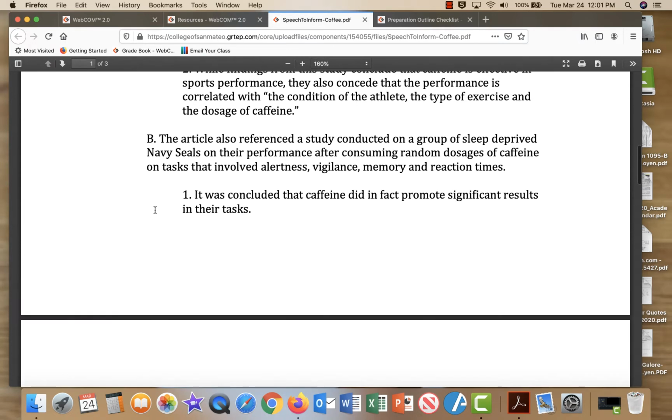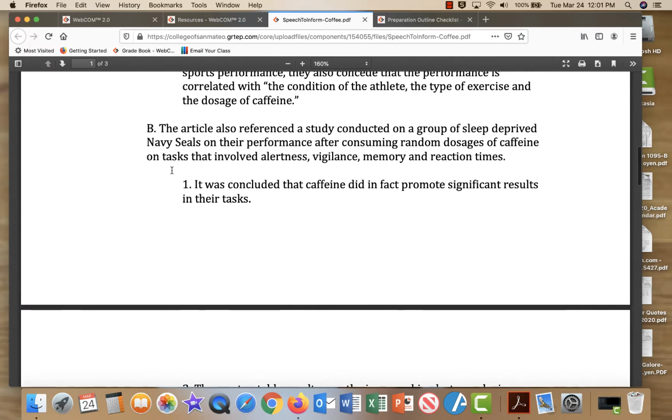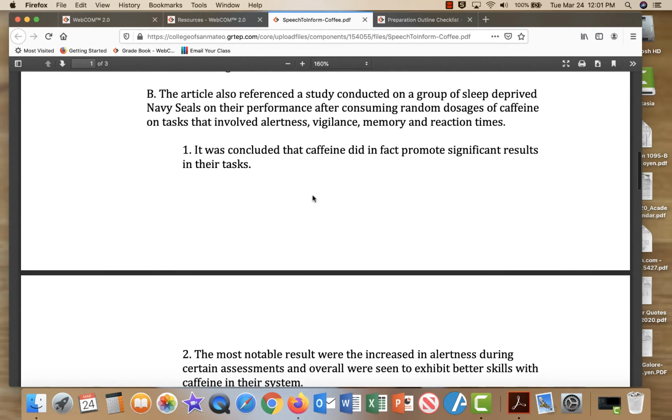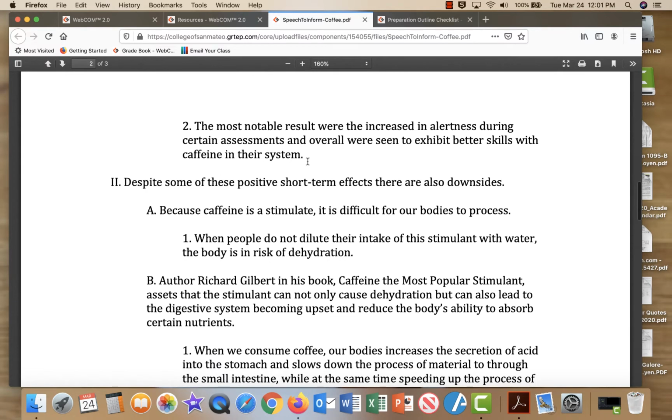The author goes on to say that the article also referenced a study conducted on a group of sleep-deprived Navy SEALs and their performance. After consuming random dosages of caffeine on tasks involving alertness, vigilance, memory, and reaction times, it was concluded that the caffeine did in fact promote significant results in their tasks. So then the author goes on to continue.